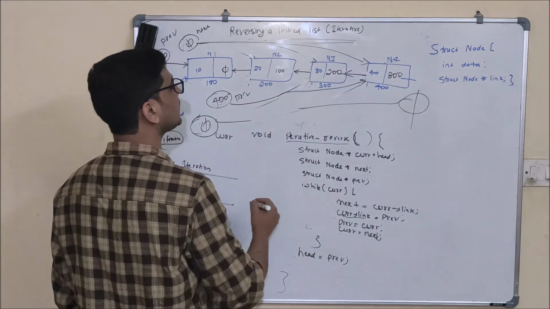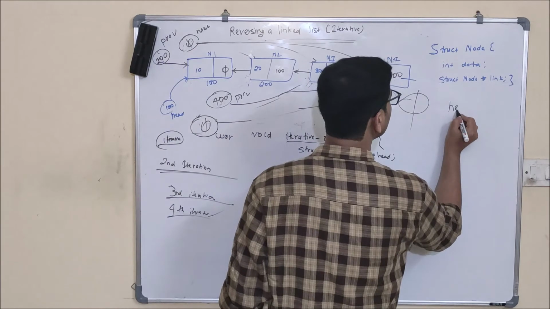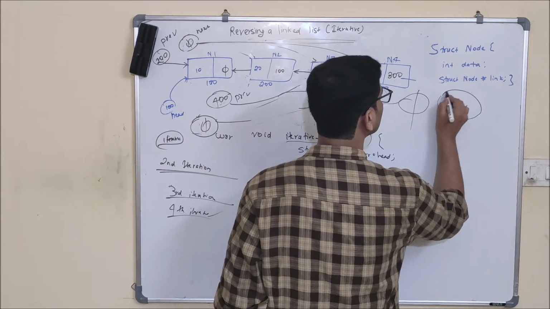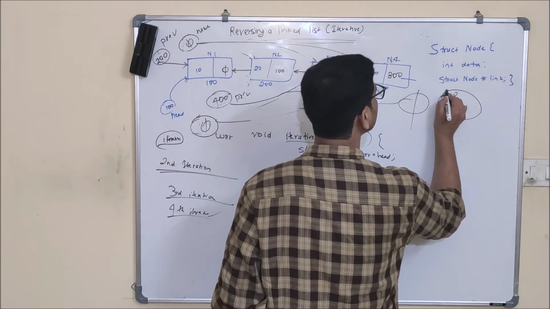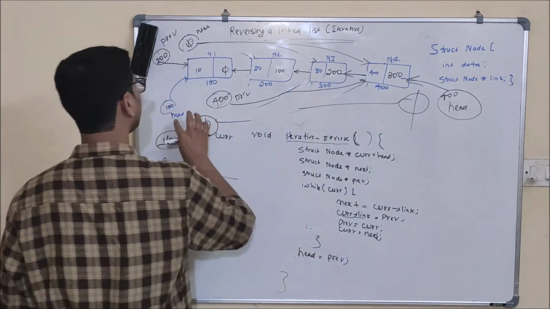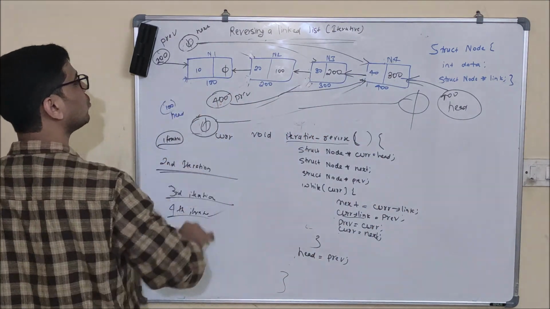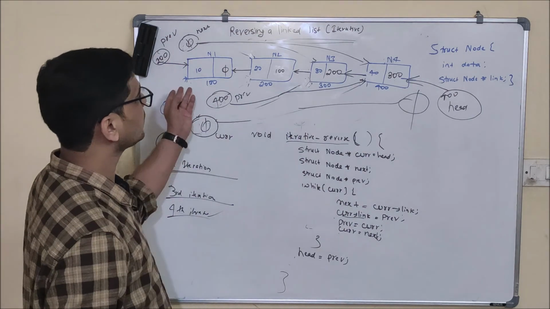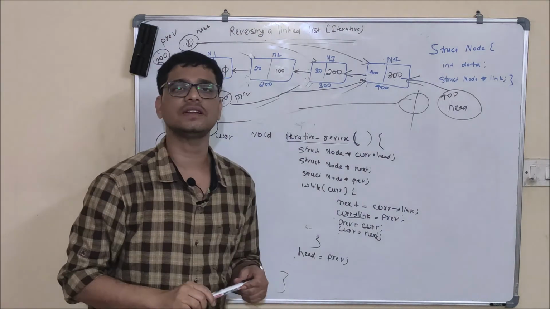And what's in previous right now? 400. So our head will be updated to previous and head will start to point to node 4. That means this head will be gone. So as you can see here, we have successfully reversed this linked list.